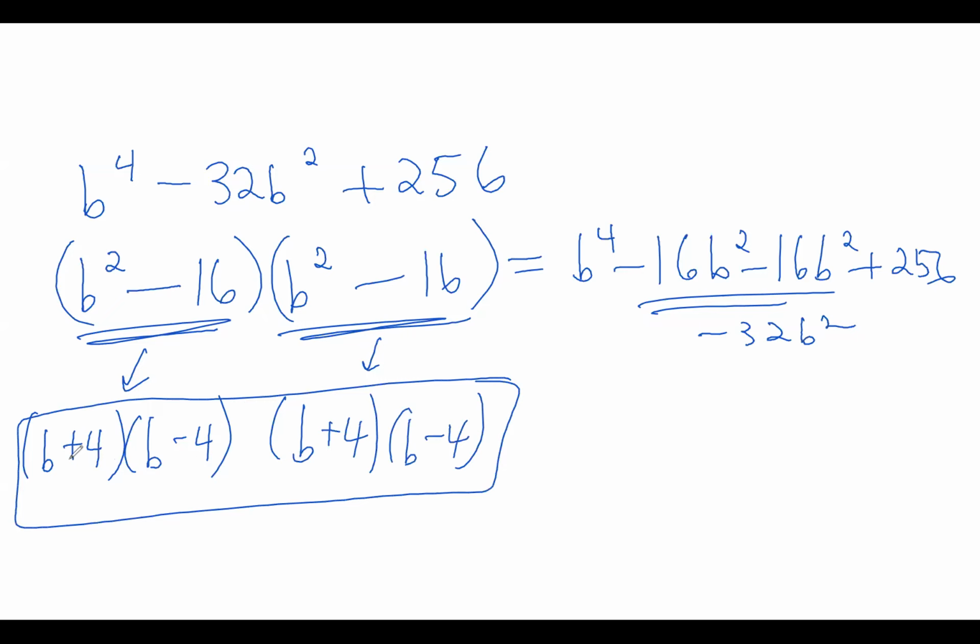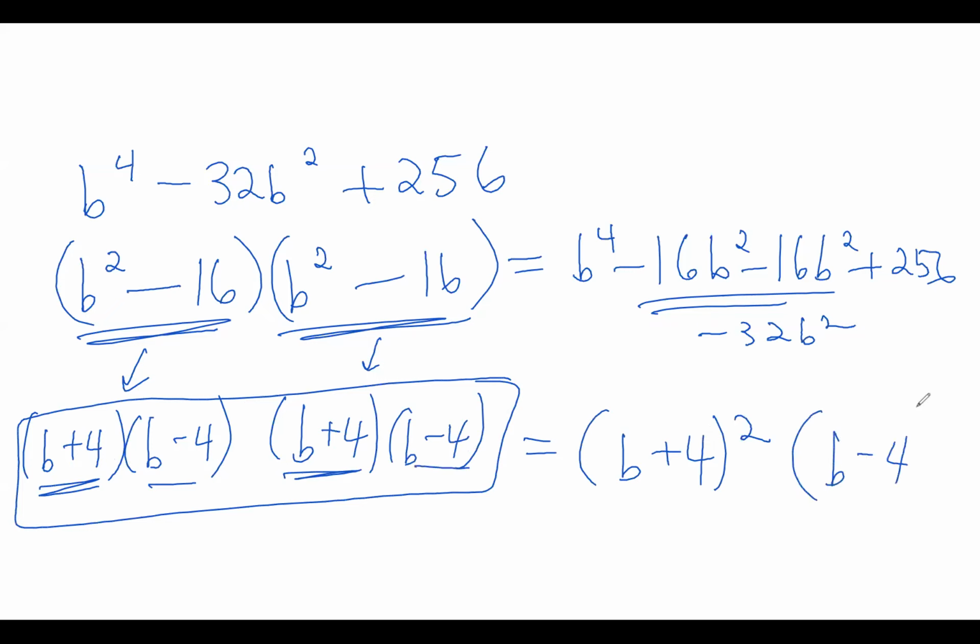I hope you can see how there's two of each. The b plus 4 shows up twice, so I could write b plus 4 squared. And the b minus 4 also shows up twice, so I could write b minus 4 squared. Many ways to write the final answer. All of these ways I've shown you are equally correct, so use the one that makes the most sense to you. And if you can't already tell, these are some of the harder problems. They'll probably show up near the end of your homework as you're working your way through this lesson.